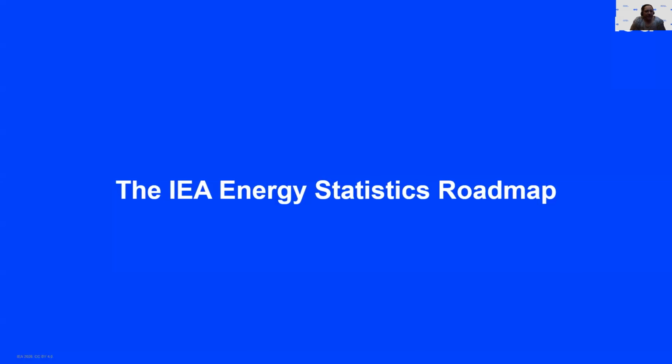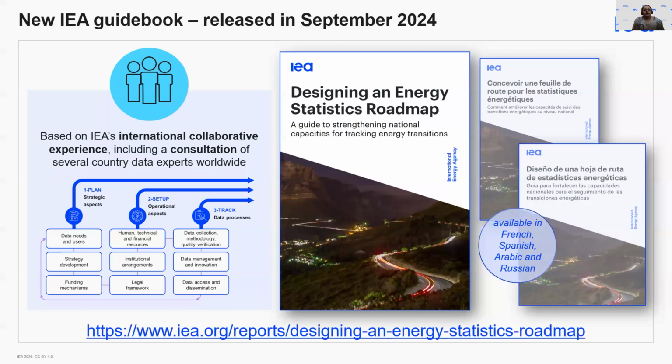So now let's dig into the IEA Energy Statistics Roadmap. As I was saying, to have robust energy balances, we need good planning and a strategic approach, but also an enabling governance framework. We need resources, infrastructure, skills, effective data management, and dissemination. This is why the IEA has developed this guidebook to support countries in the development of national roadmaps to strengthen their energy data capacities. This guidebook describes the key components of energy data systems, and it provides recommendations on how to strengthen them.